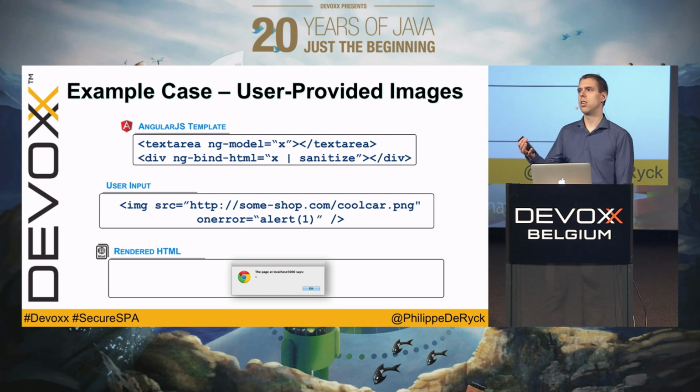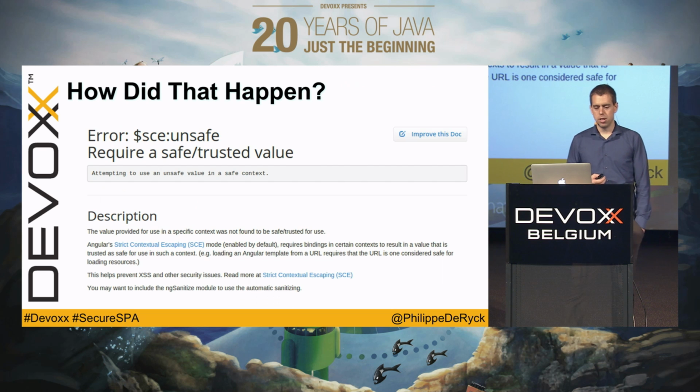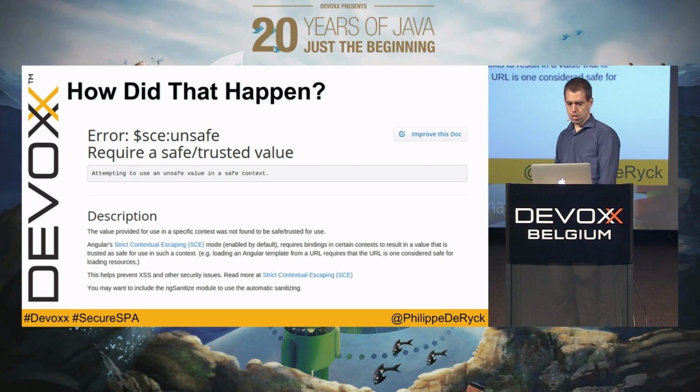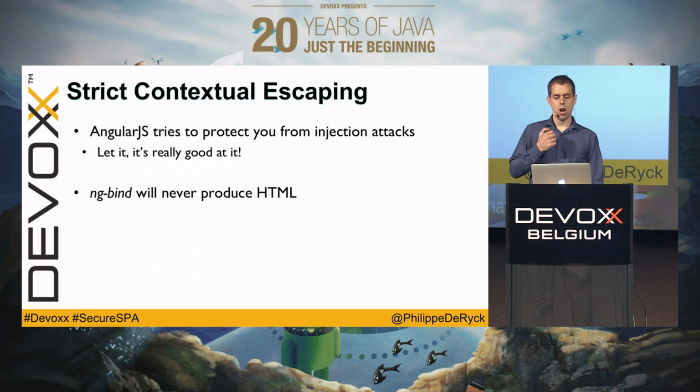So the question is, how did this actually happen? If you would have read the documentation, which in my opinion maybe could be a bit clearer, if you start reading through this, it essentially describes the problem we were having, and that's that we want to use an unsafe value in a safe context. It doesn't make sense to do that, and that's what Angular also says, like you're not allowed to do this because it is potentially unsafe. This is Angular trying to protect you from injection attacks, and Angular is actually really, really good at this. So you shouldn't work against it, you should allow it to protect you.